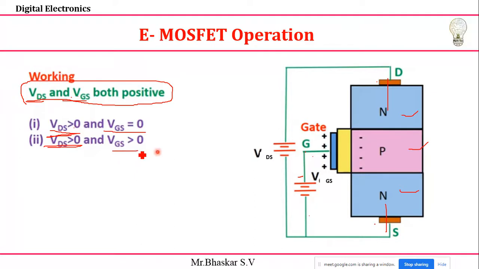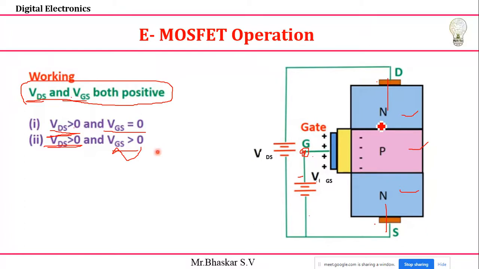What is the meaning? Initially I'm not going to give any voltage here, which means I'm going to consider 0 volts here. I want to analyze what is happening in my circuit. Later I'm going to give some positive voltages, some positive voltage across the gate. Then I need to analyze what operation is going on.